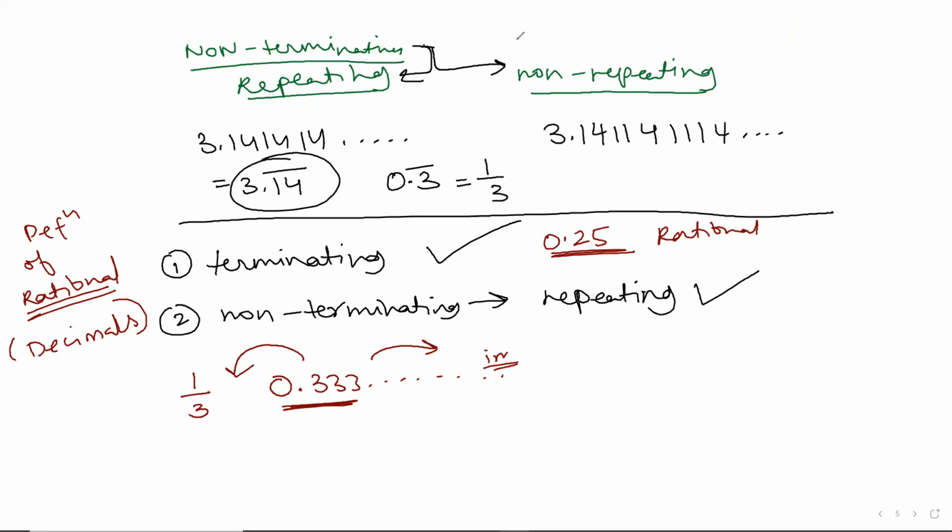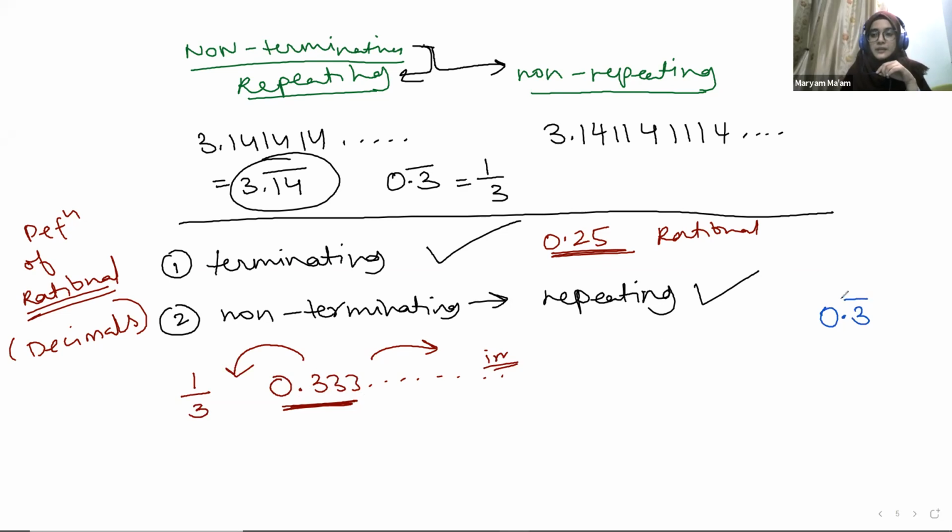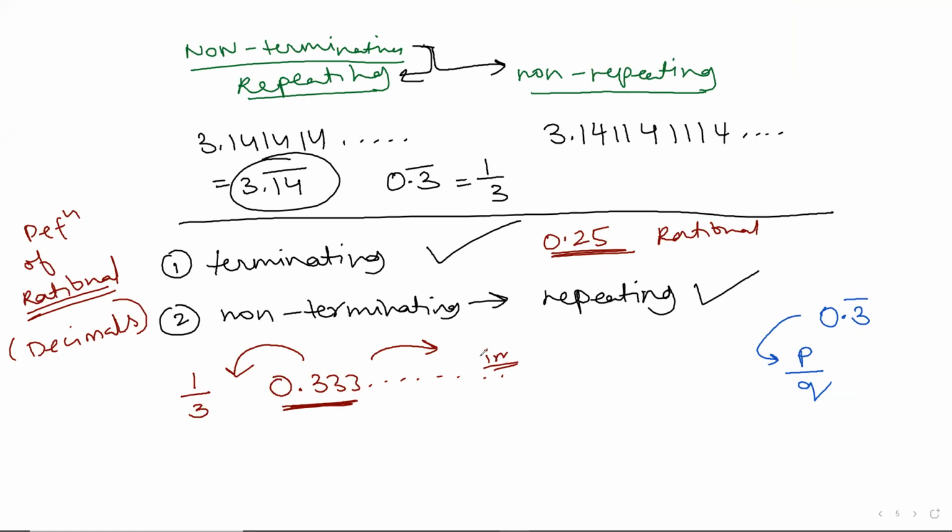Ma'am, if a number is represented in the form of P upon Q, where P and Q are integers and Q is not equal to 0. Right. So can 0.3 bar be written as a number of the form P by Q? Yes or no? Yes, ma'am, it can. So by that definition, it will be a rational number. Is it clear now?